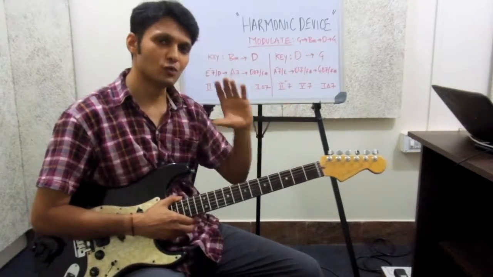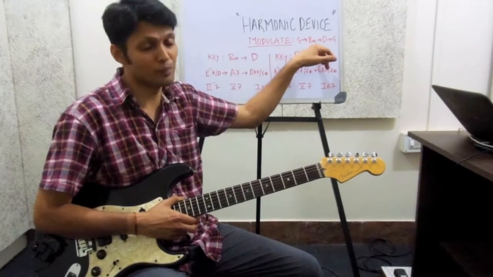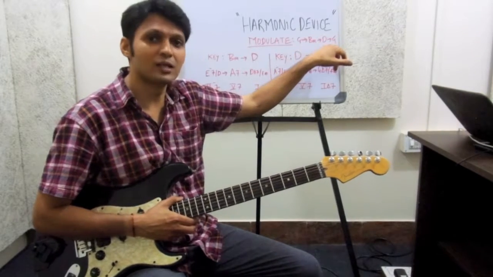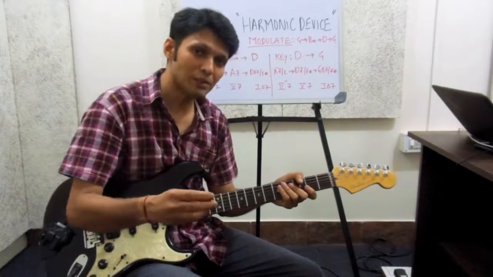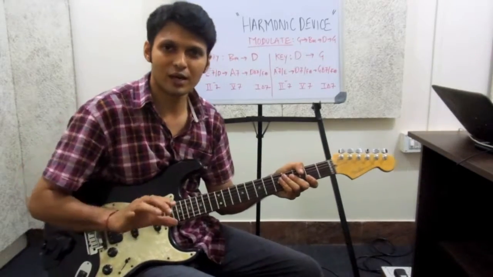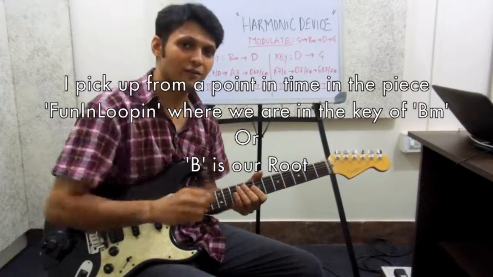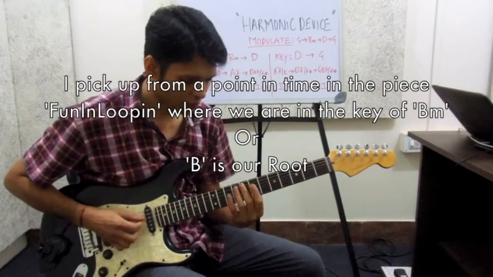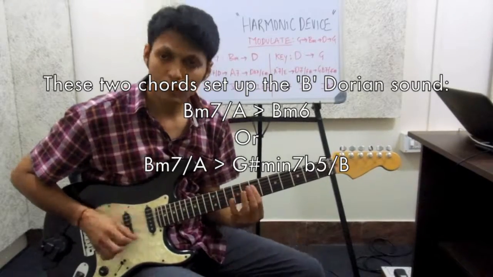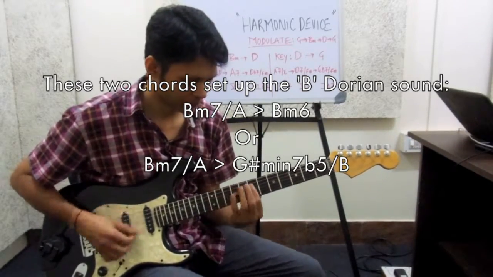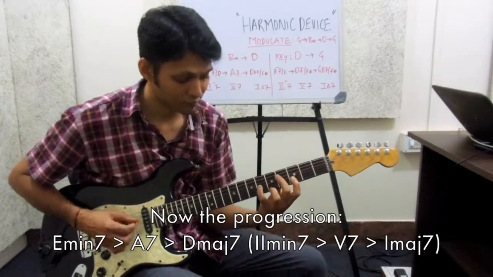All we need to do is to pivot the listener's experience such that instead of feeling B as the root, we make the listener feel D as the root. Let's see in the context of the piece, where we are at this point in the key of B minor, how that gravitation sounds. 1, 2, 3, 4. Key of B minor. Key of D.